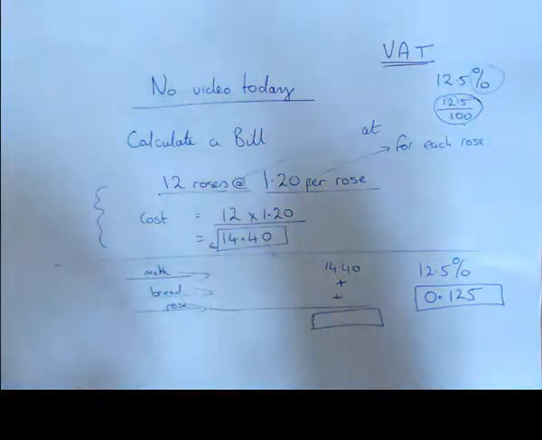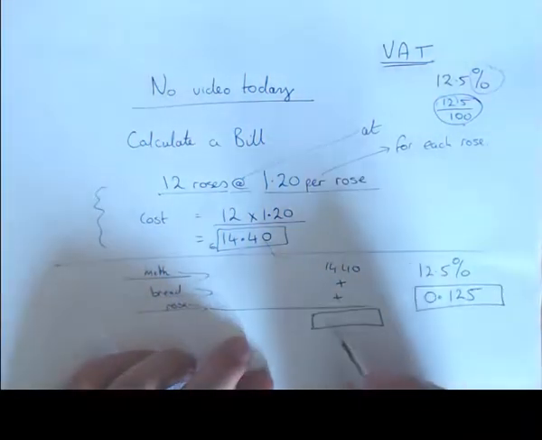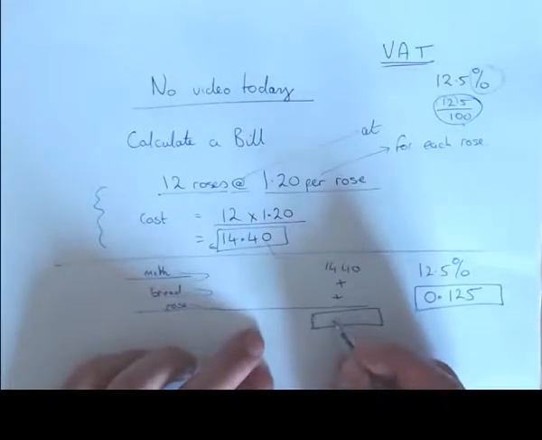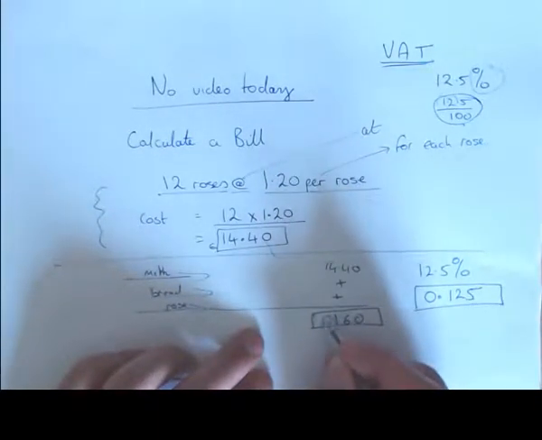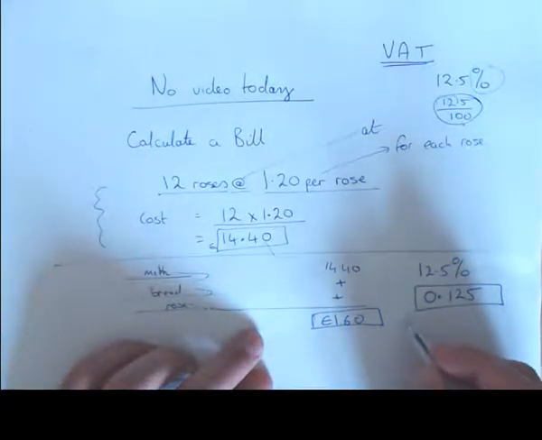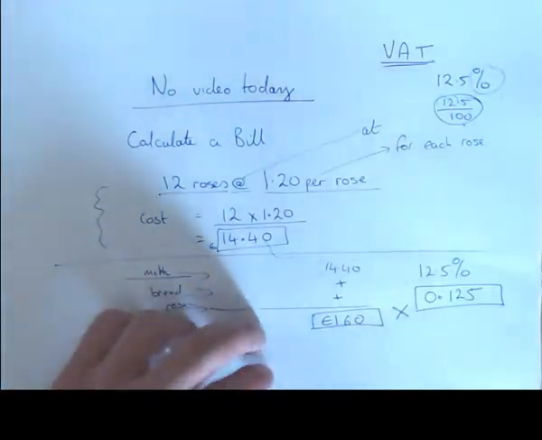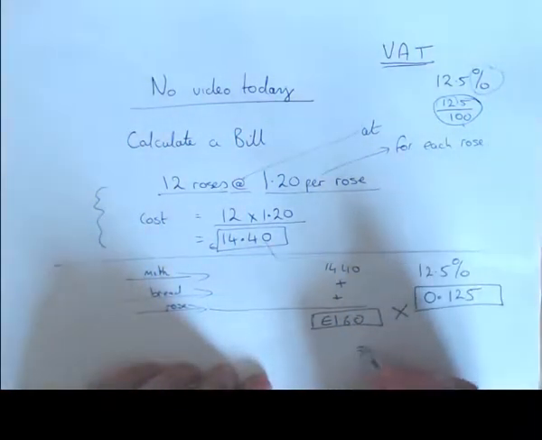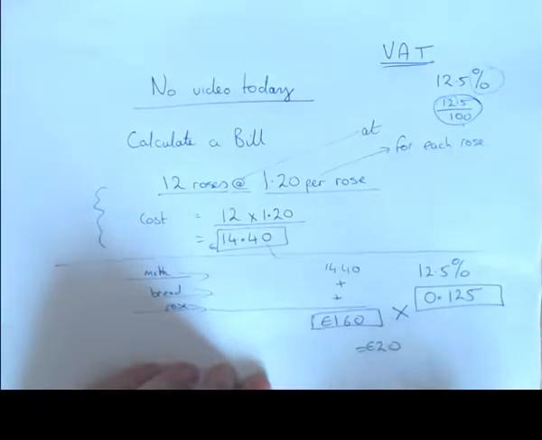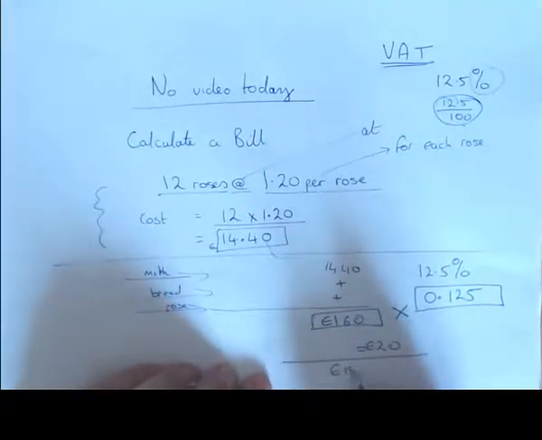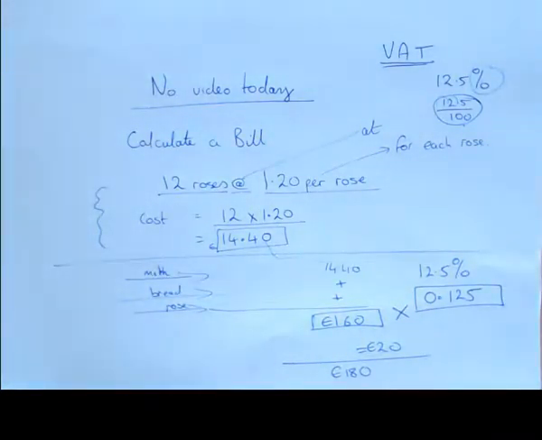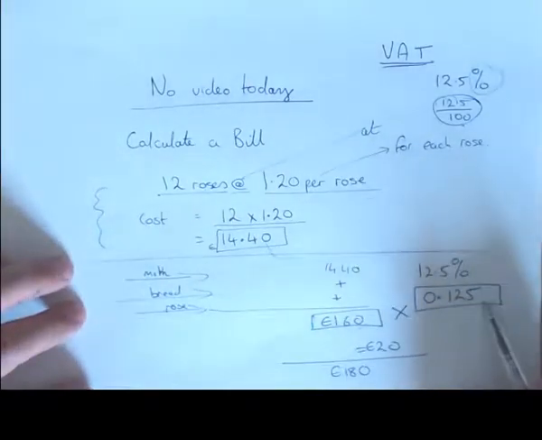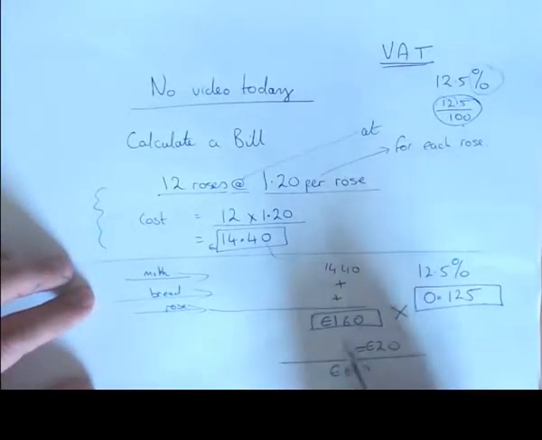So what you would do in primary school is you would take your final answer. Let's say we worked out that our bill was €160. You would multiply 160 by 0.125 to get whatever that happens to be, and you would add that on to your bill and you would get €180. So that's what you would do in primary school. You would multiply by the decimal version of the percent, and then you would add it on.